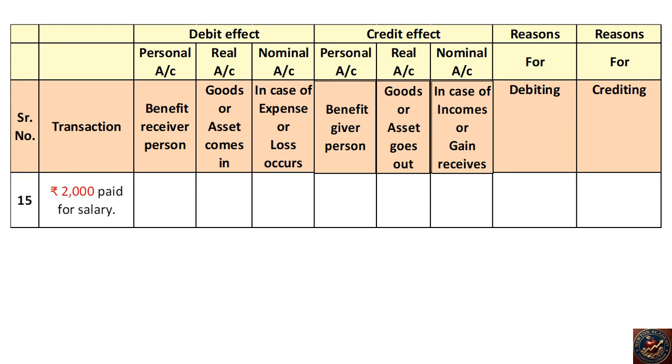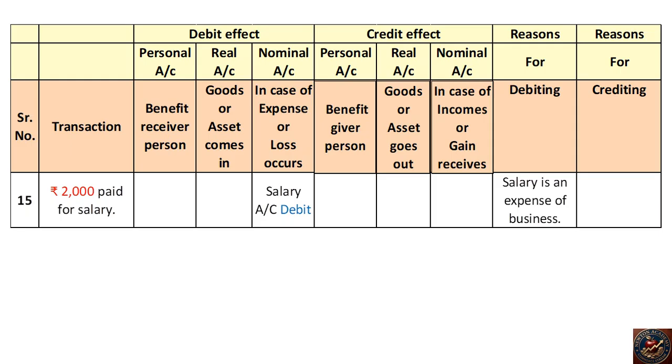2,000 rupees paid for salary. The debit side. Salary is a regular operational payment made to workers. According to the nominal account rule, we debit all expenses and losses. Therefore, we debit salary account. The reason for debiting is simple. Salary is an expense of business.